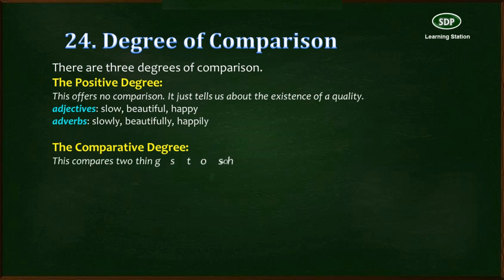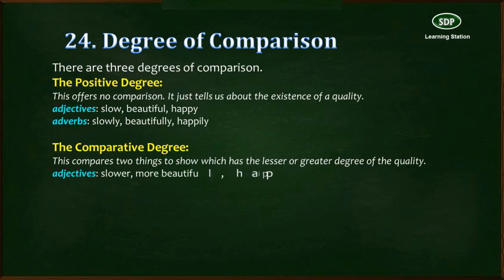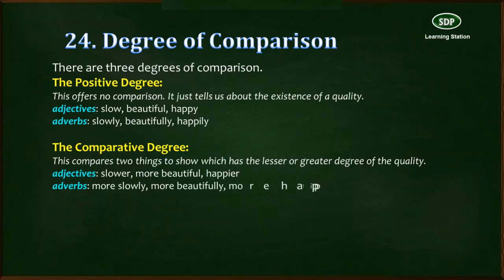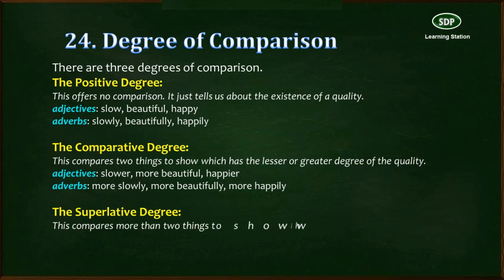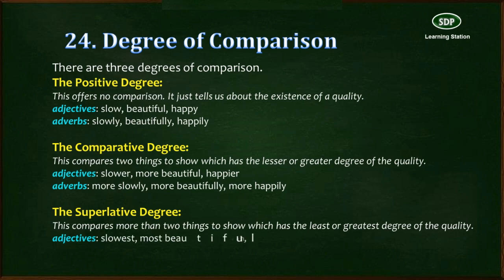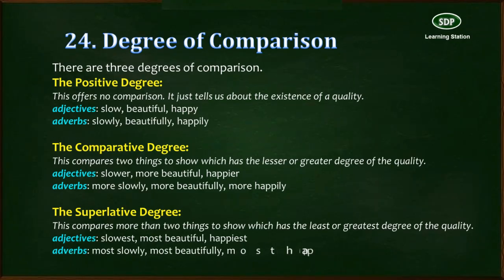The comparative degree. This compares 2 things to show which has the lesser or greater degree of the quality. For example, adjectives: slower, more beautiful, happier. Adverbs: more slowly, more beautifully, more happily. The superlative degree. This compares more than two things to show which has the least or greatest degree of the quality. For example, adjectives: slowest, most beautiful, happiest. Adverbs: most slowly, most beautifully, most happily.